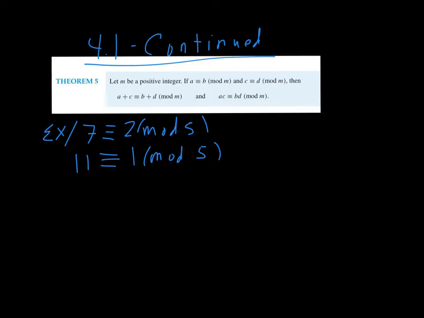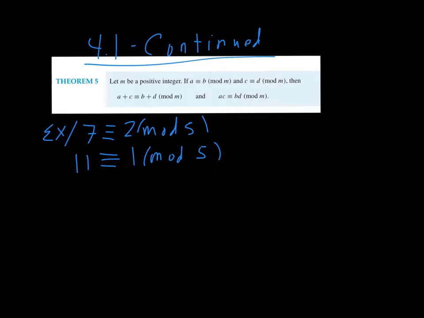So we start out with A is congruent to B mod m, and C is congruent to D mod m, then that means A plus C is congruent to B plus D mod m. So basically, adding the integers on the left sides is congruent to adding on the right side mod m. Same thing with multiplication. A is congruent to B mod m, C is congruent to D mod m. That means A times C is going to be congruent to B times D mod m. So let's see how that works.